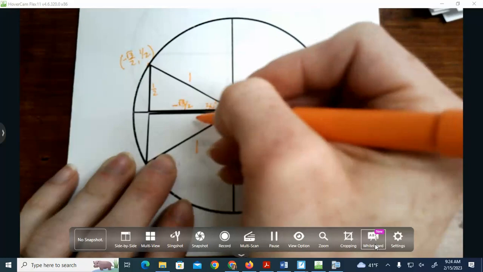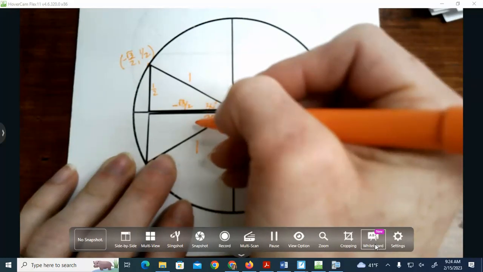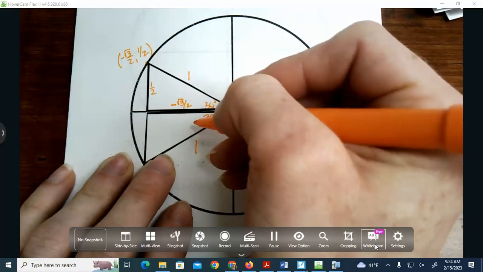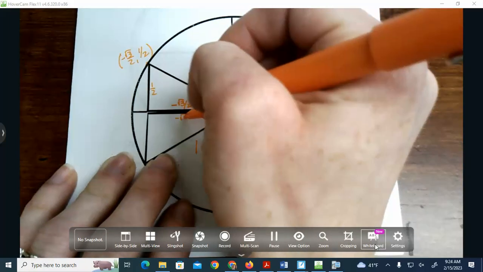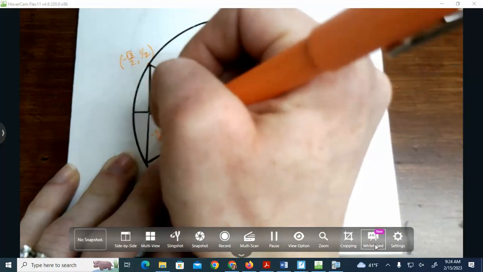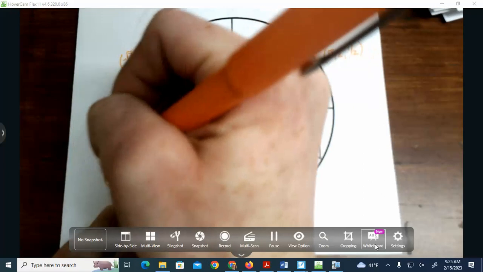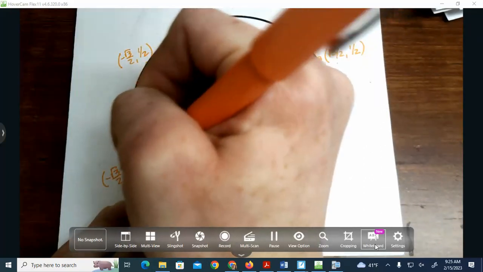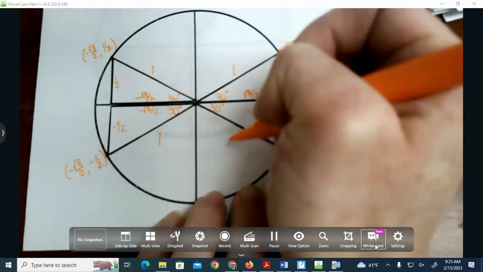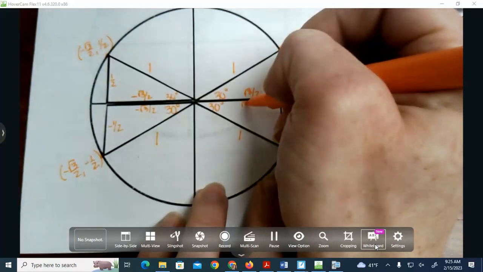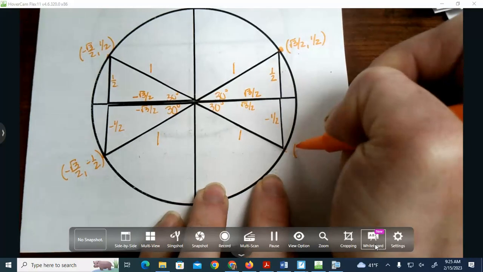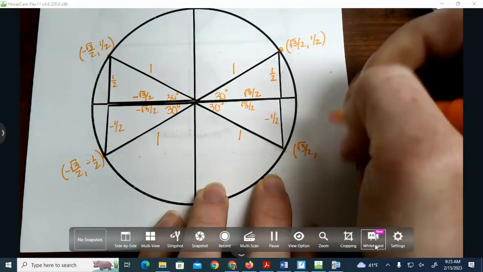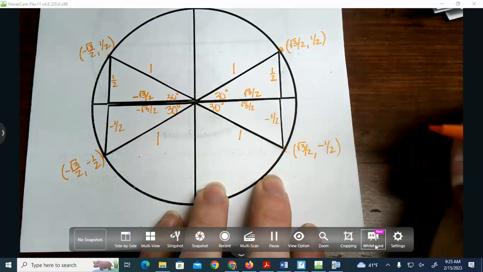What happens in my next triangle? What are both of those sides? Positives or negatives? Negative. So it's negative radical 3/2, and then we go down 1/2. So the point on the circle is negative radical 3/2, negative 1/2. Okay, in the fourth quadrant, your x is positive because we're moving to the right, but the y is negative because we're going down. So the point on the circle is radical 3/2, negative 1/2.